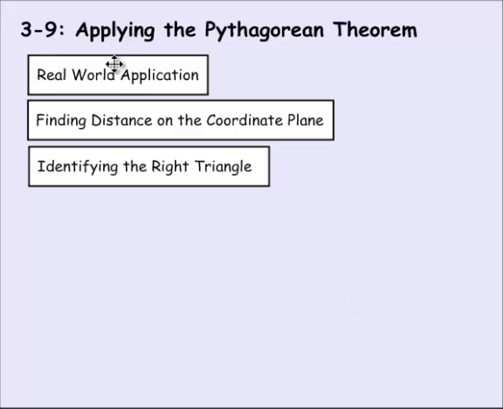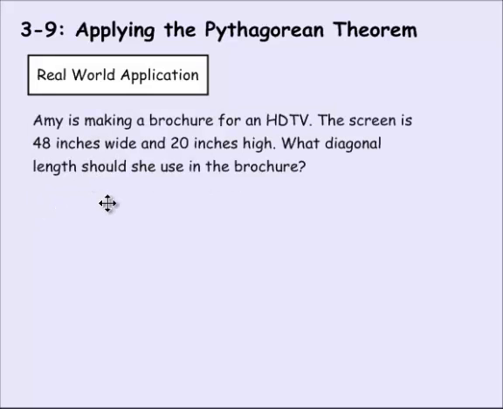For the last lesson of Chapter 3, we're going to be applying the Pythagorean Theorem. So first we'll do a real-world application, then we're going to find distance on the coordinate plane, then we'll be identifying right triangles. First, our real-world application. Amy is making a brochure for an HD TV. The screen is 48 inches wide and 20 inches high. So what diagonal length should she use for the brochure?